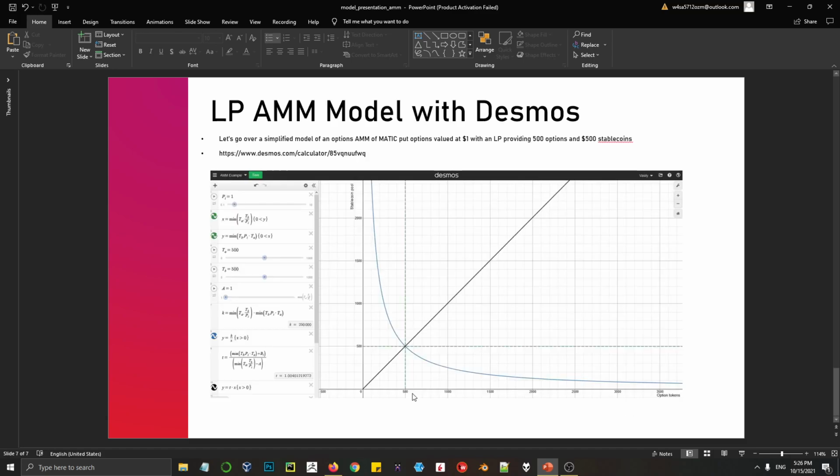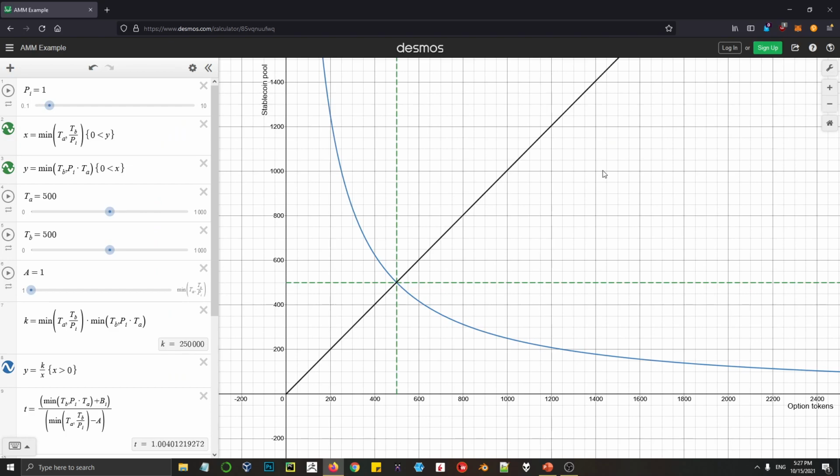So let's do a little toy model of our AMM, and we're going to go over a simplified model of a particular option pool being created on our AMM, consisting of 500 Matic options, costing $1 each, and 500 stablecoins being added to it. So let's take a look at how it looks. As you can see, we have two axes. X is the option tokens pool, Y is the stablecoins pool.